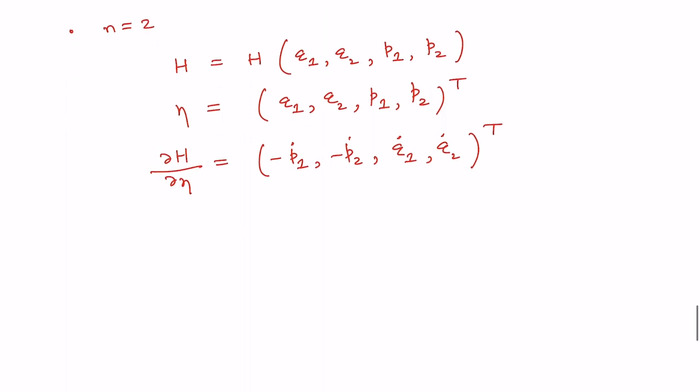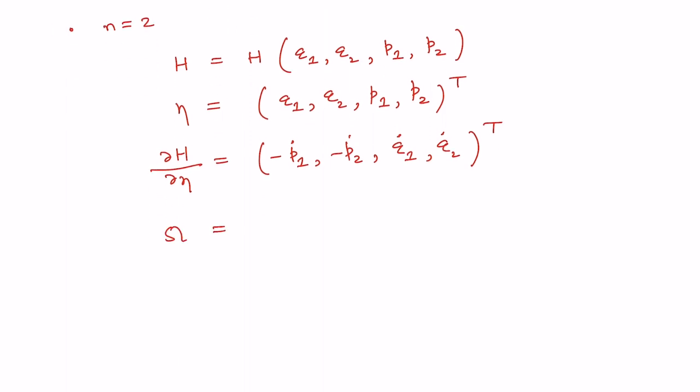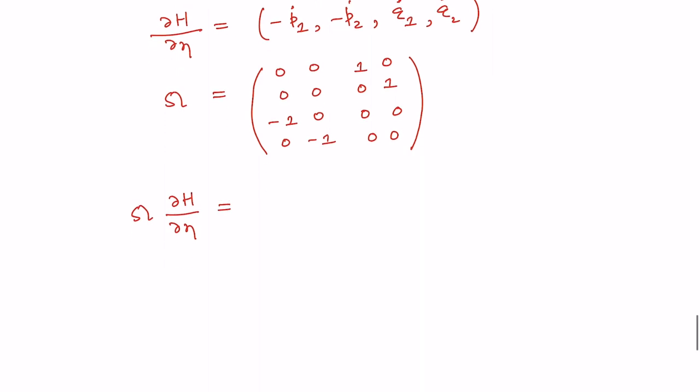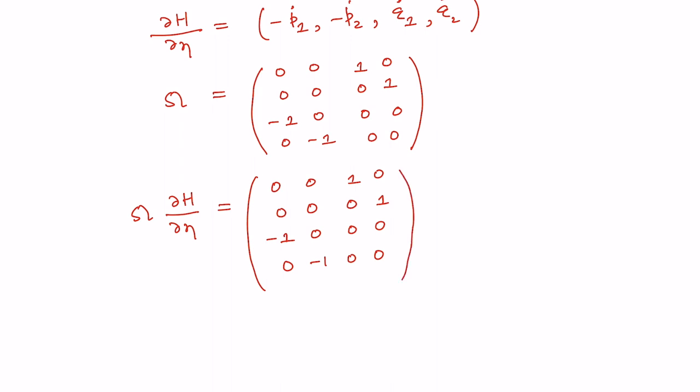transpose, and omega, n is equal to 2, so you will have a 4 by 4 matrix: 0, 0, 0, 1, 0, 0, 1, minus 1, 0, 0, minus 1, 0, 0, 0, 0. This is what you will have. And therefore, omega delta h delta eta, if you do the multiplication, so this matrix times delta h of delta eta, which is this column vector, minus p1 dot, minus p2 dot, q1 dot, q2 dot.